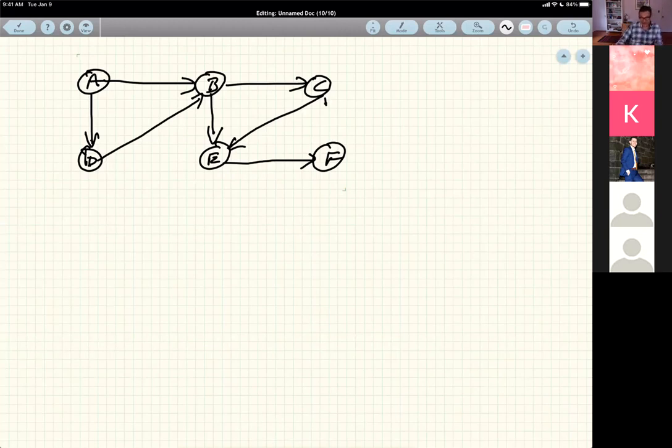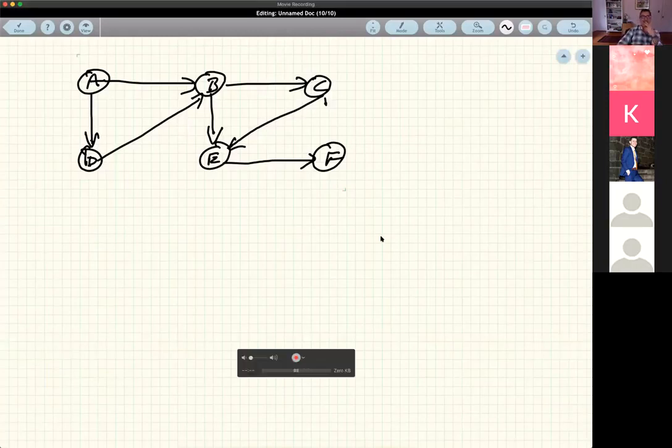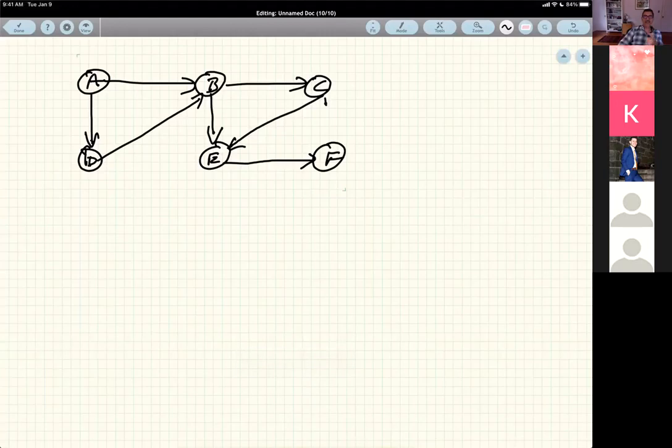Okay, if I am at F, I can't get to A. If I'm at E, I can get to F, but I can't go anywhere else. If I'm at A, I can go to B, D. If I'm at D, I can go to B. If I'm at B, I can go to C and E, so on and so forth.